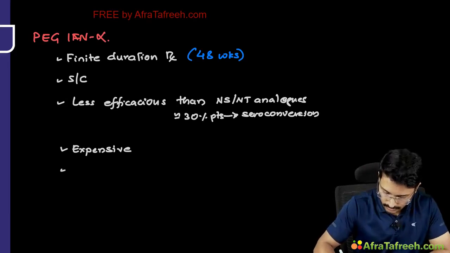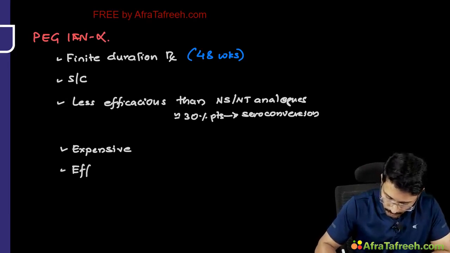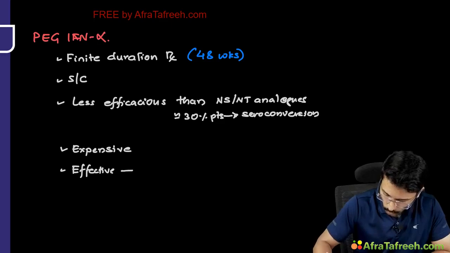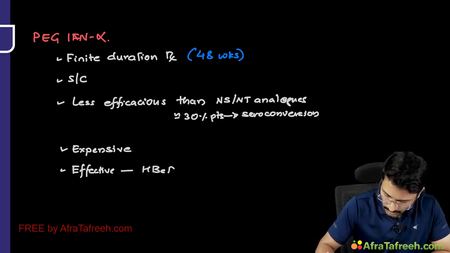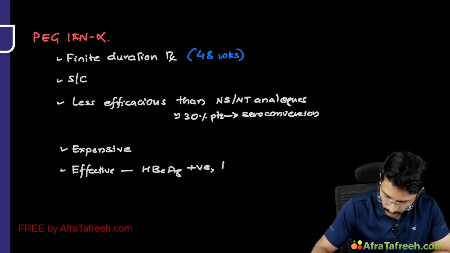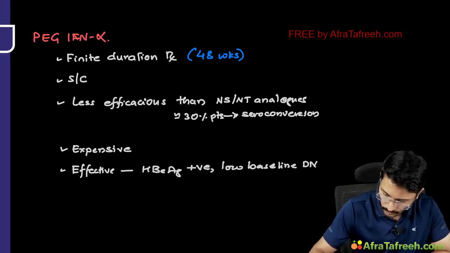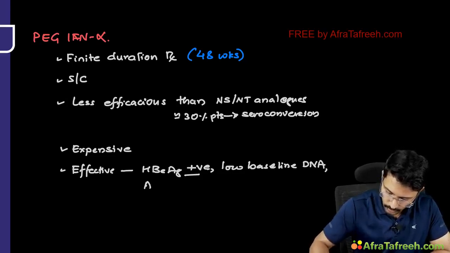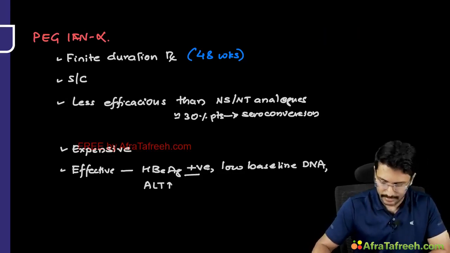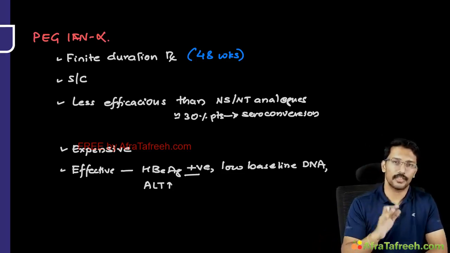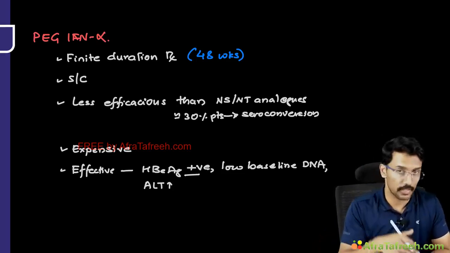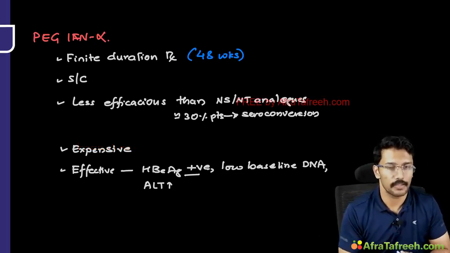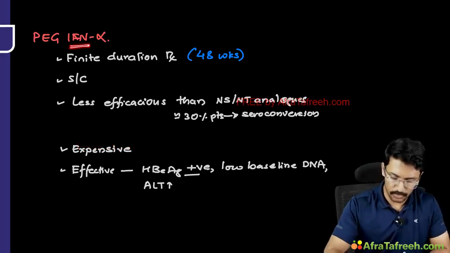And we should also know that it's effective in patients who are HBeAg positive but still have low baseline DNA levels. Okay, so HBeAg positive with low baseline DNA levels who have elevated ALT, right? That is the ideal case for initiation of PEG interferon alpha, where we will see the benefit. Clear?